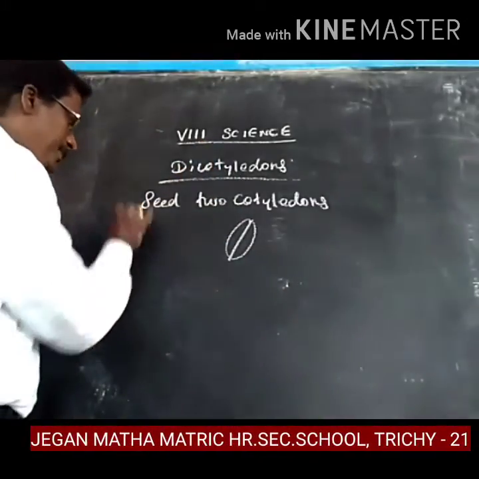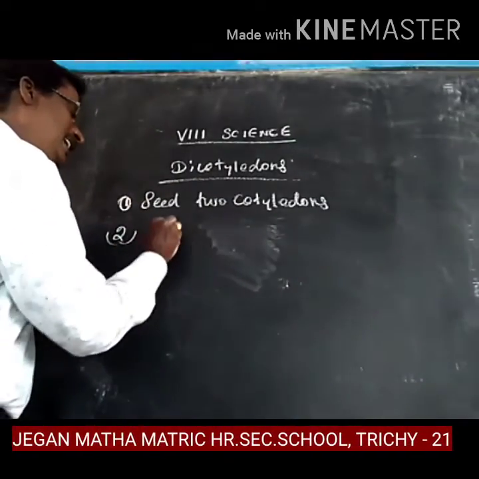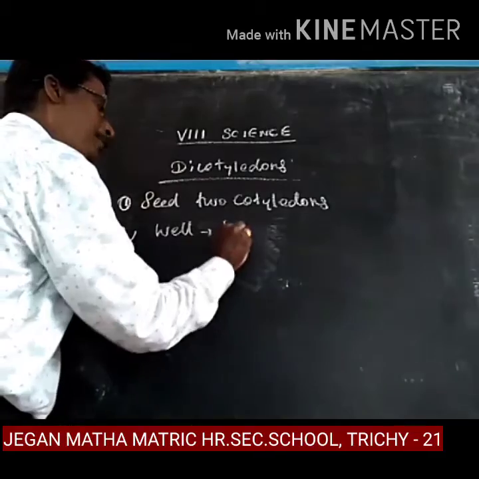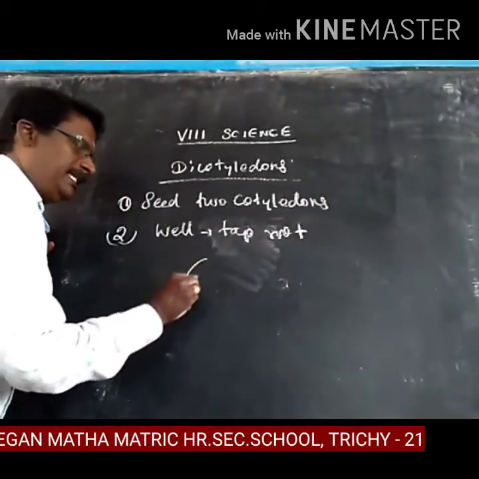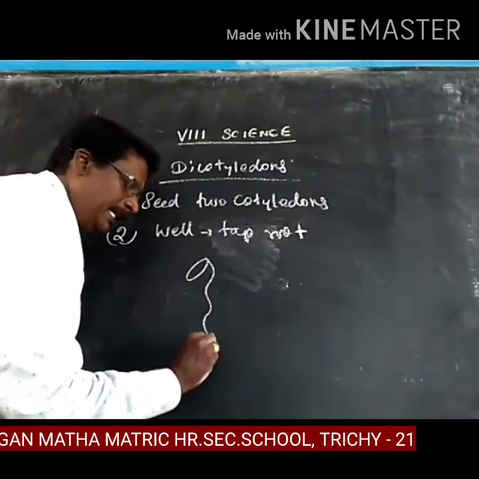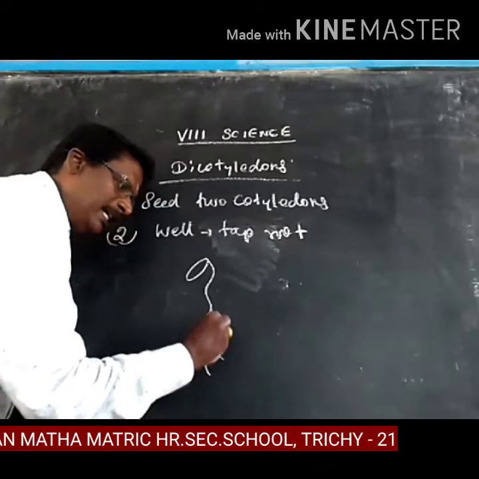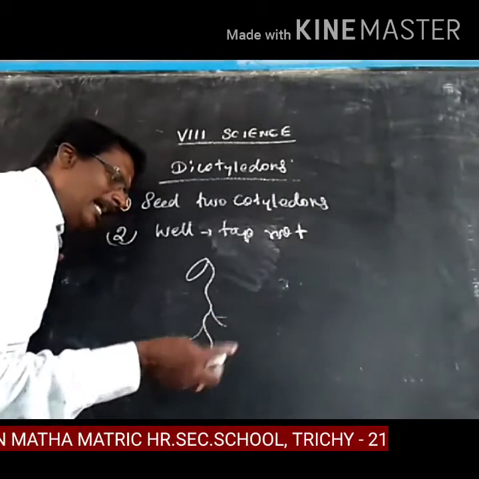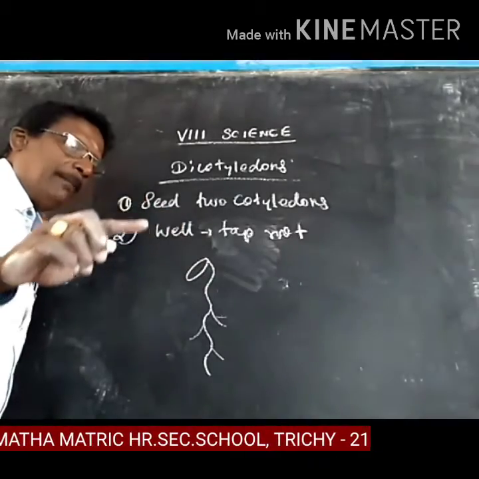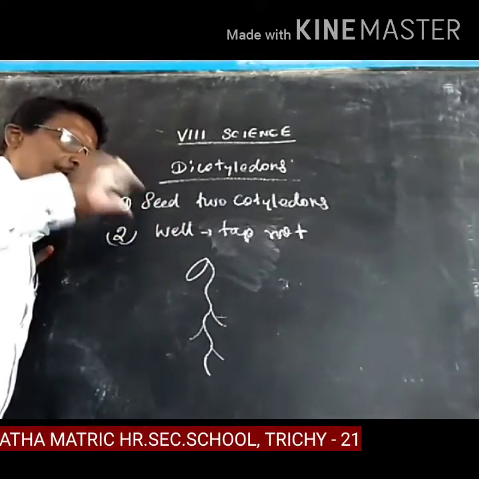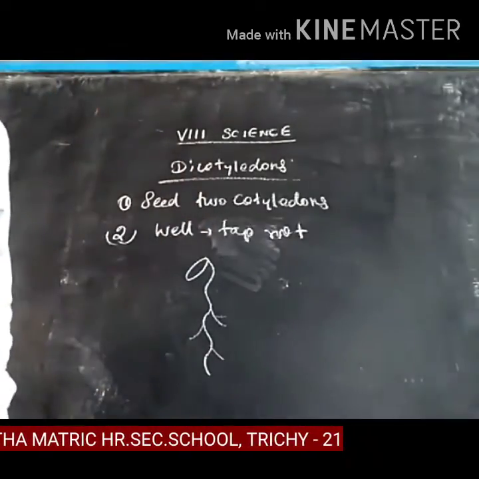First point done. Second point, they have a well-developed taproot system. Taproot system means the seed has a radicle. The radicle produces a primary root, secondary root, tertiary root, and root hairs. It is called the taproot system, a characteristic feature of dicotyledons.